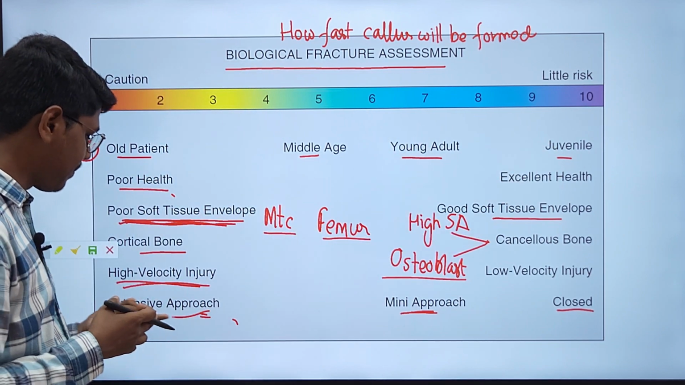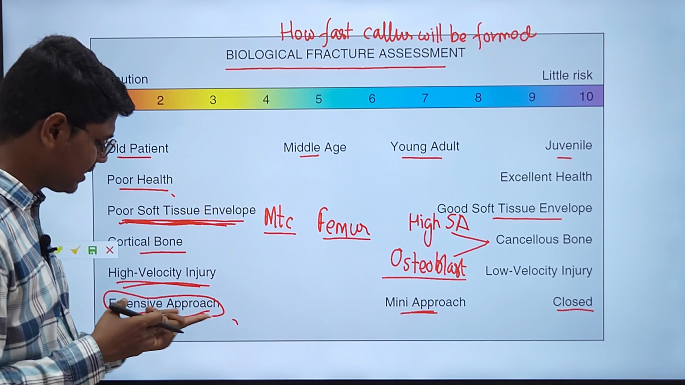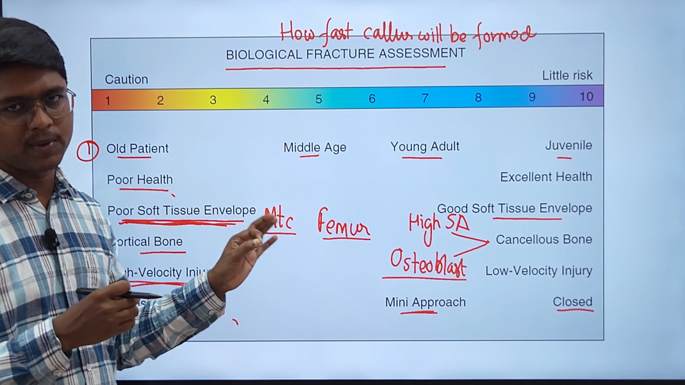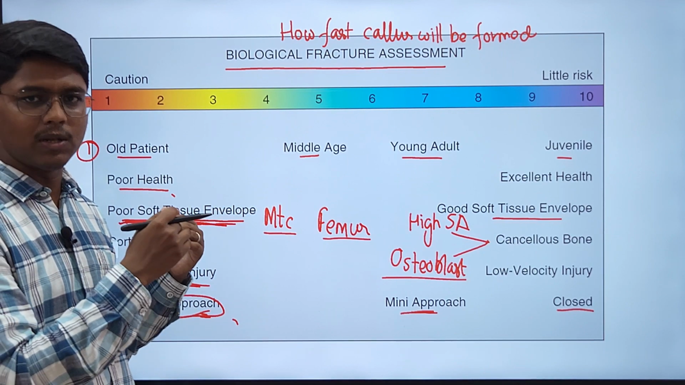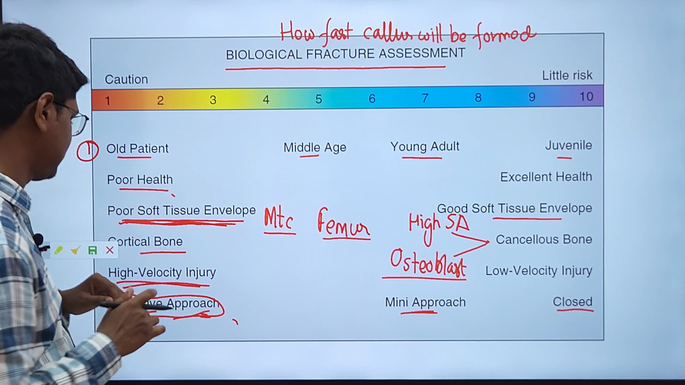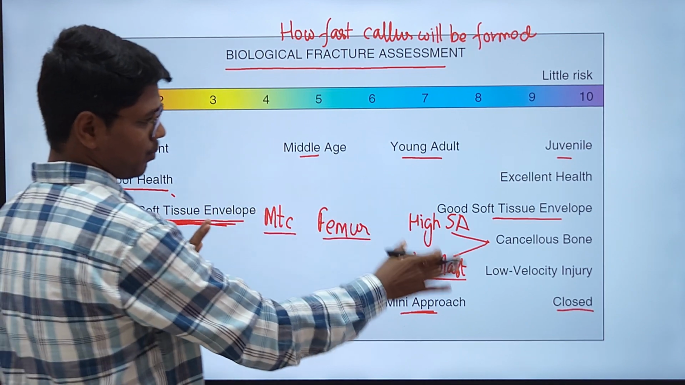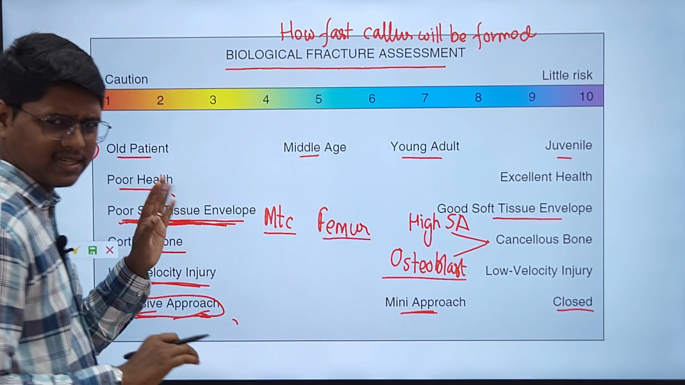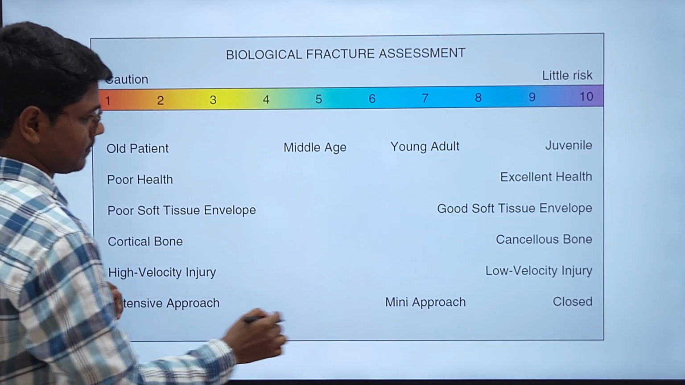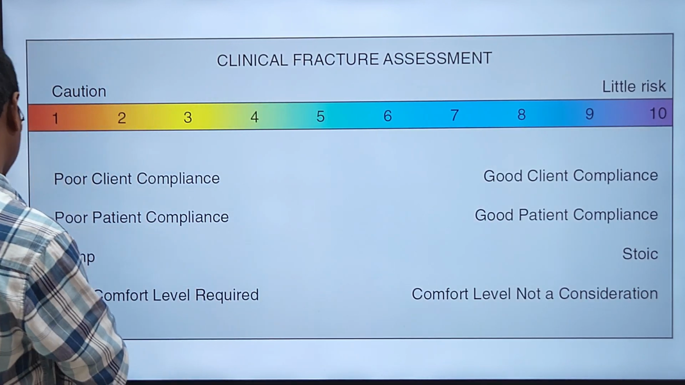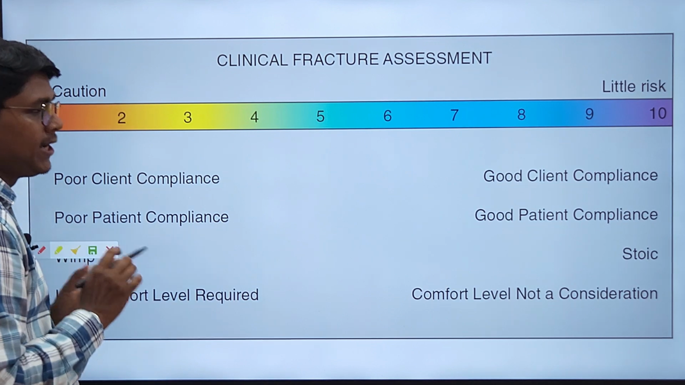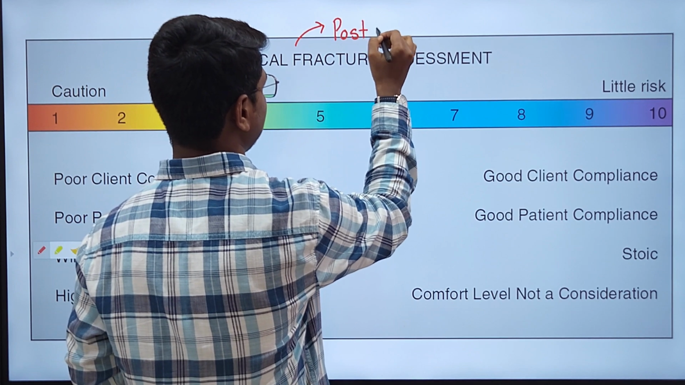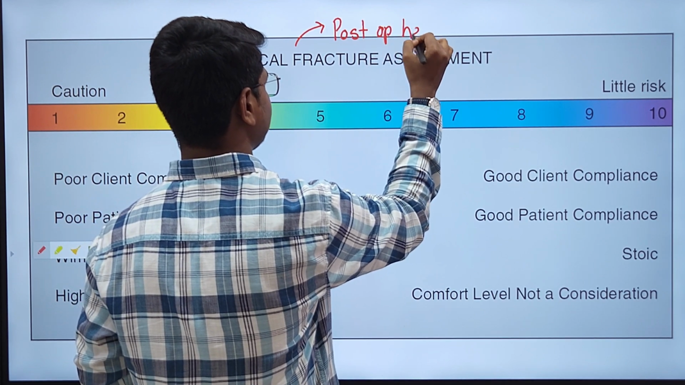When you approach something, you will give some trauma to the soft tissue envelope. When you give trauma to the soft tissue envelope, the healing will be delayed. It is as simple as that. Okay, so on this point you have to score all these things from 1 to 10 and take an average for each point. Next is the clinical fracture assessment score. It denotes the post-operative healing, how many days it will take to heal.